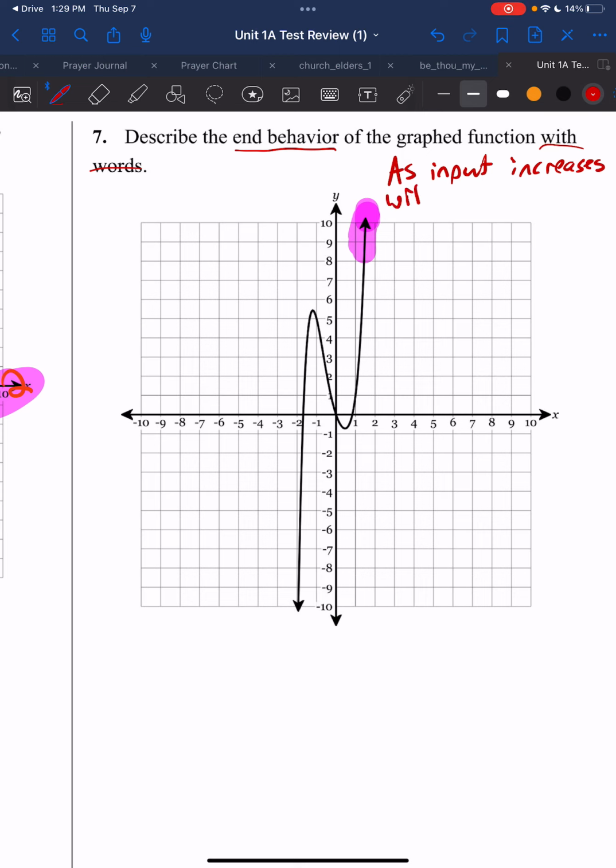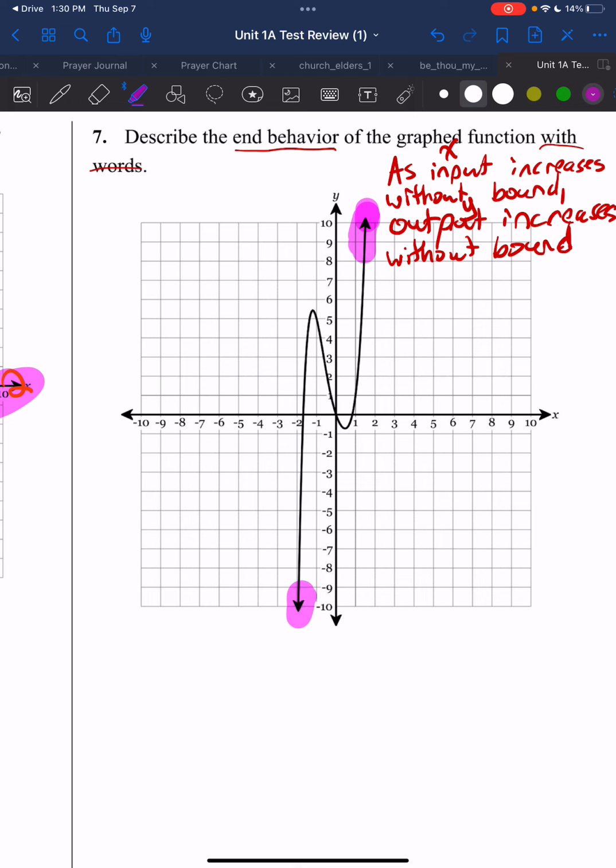and you'll see it called without bound. So as input increases without bound, output increases without bound, okay? So as the input increases without bound, as my x gets bigger, my y also increases, my y gets bigger. And it's the opposite here, right?